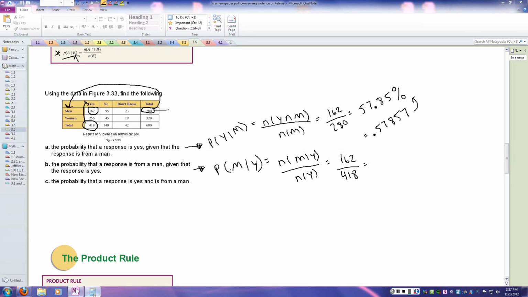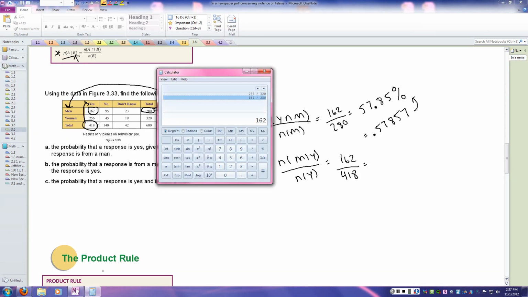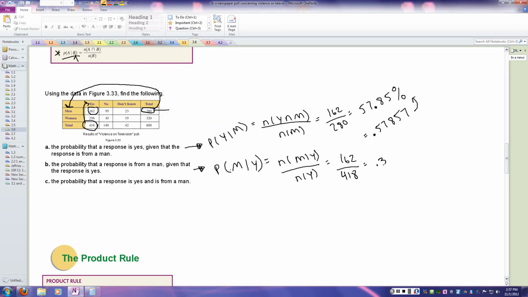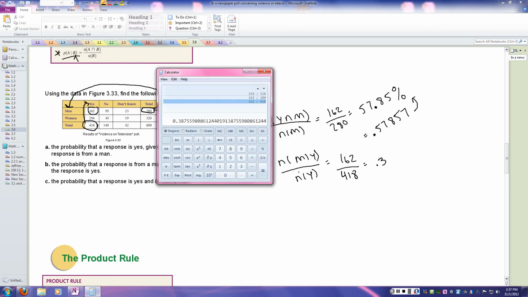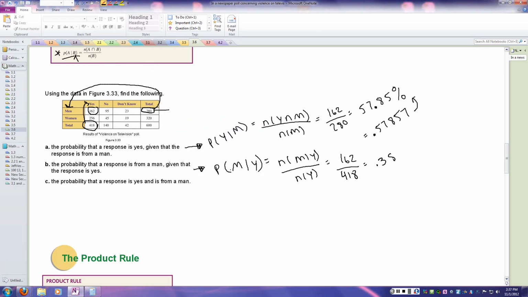So if I put this in my calculator, 162 divided by 418, that's 0.3876, which would mean 38.76% of people that voted yes were men.